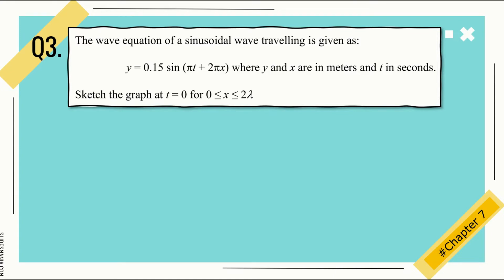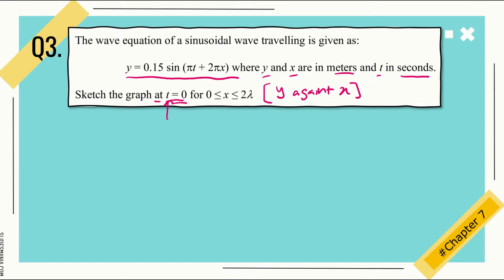Question number 3. The question is: the wave equation of a sinusoidal wave traveling is given by the equation, where y and s are in meters and t is in seconds. Sketch the graph at t equal to 0, which means that we want to sketch the graph of y against s because t is equal to 0.